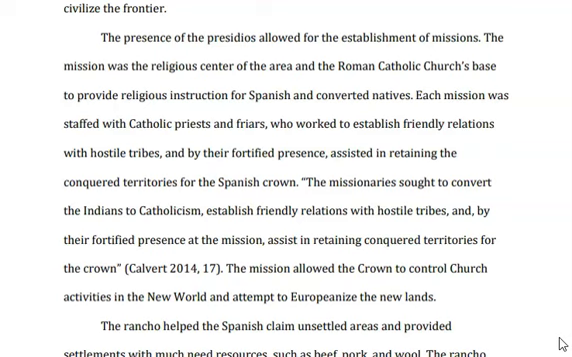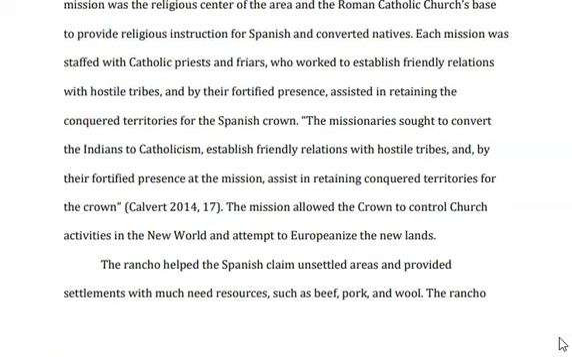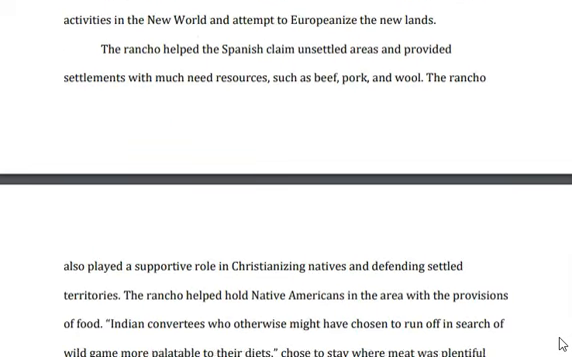The mission allowed the Crown to control church activities in the New World and attempt to Europeanize the new lands. I already can tell reading back that I could have proofread this essay just a little bit better. So make sure that you're reading them out loud and you're proofreading them as you go through so that you can make sure that they're clear and they make sense and they say what you want them to say.